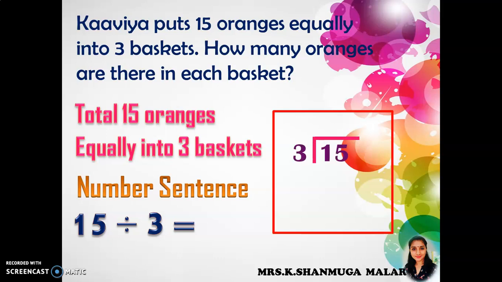15 and 3. Students, what times 3 is 15, students? 5. Correct. 5 times 3 is 15. So now we must minus 15 minus 15 is 0. So what is the answer, students? Here, this is the answer. So the answer is 5. 15 divided by 3 is equals to 5. Do you understand, students?